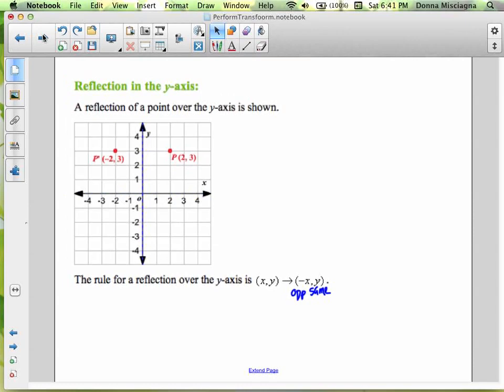Now we have a reflection of a point over the y-axis. So the pre-image is (2, 3). The image is (-2, 3). The rule for reflection over the y-axis: (x, y) maps to (-x, y). So this time it's the x that's the opposite and the y stays the same. And as a matter of fact, anytime you reflect over a vertical line, the y will not change, the x will change. If that vertical line is the y-axis, then the x will become the opposite.